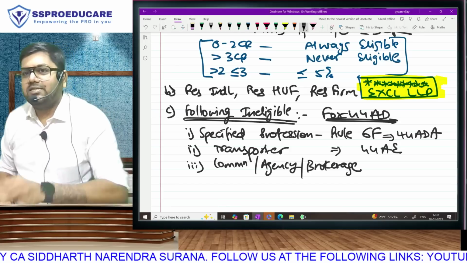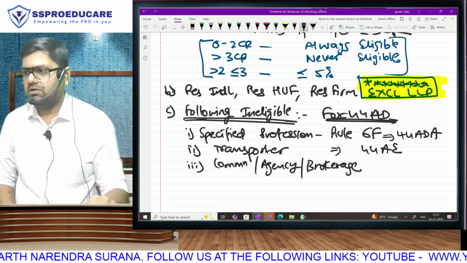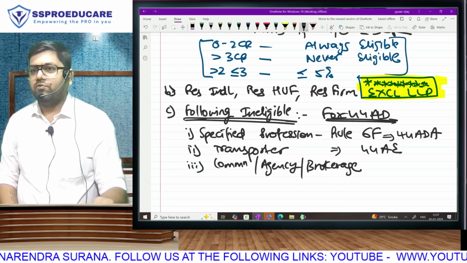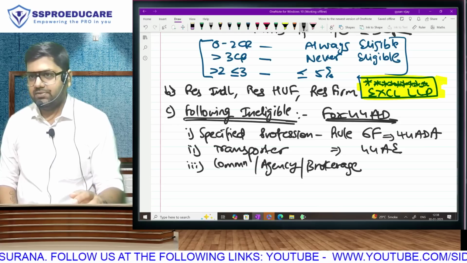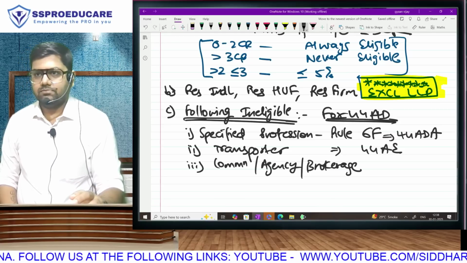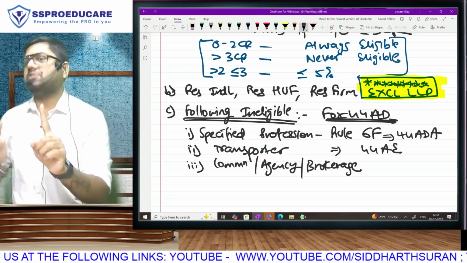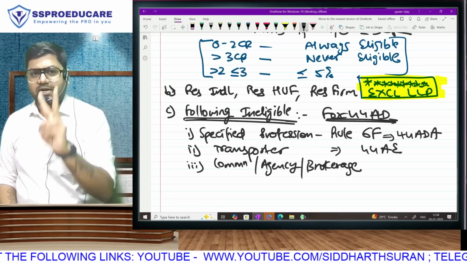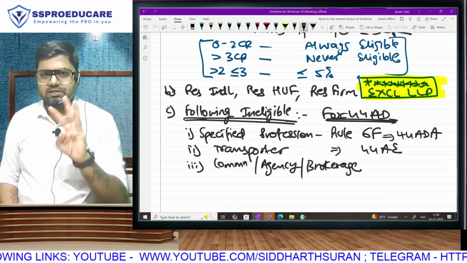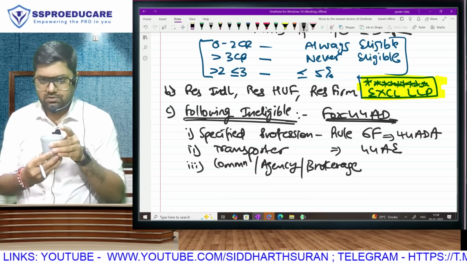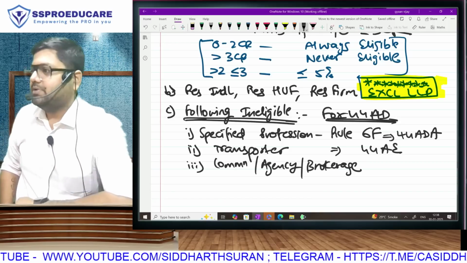Is that clear? Ladies and gentlemen, only 3 conditions. If you fulfill 3 conditions, you will be eligible for presumptive. Everyone is with me? What are the 3 conditions? First, small business, up to 2 crore, sometimes up to 3 crore. Second, resident individual, HUF, firm, excluding LLP. Third, not doing the 3 disqualified businesses. These 3 conditions will make you eligible for presumptive.